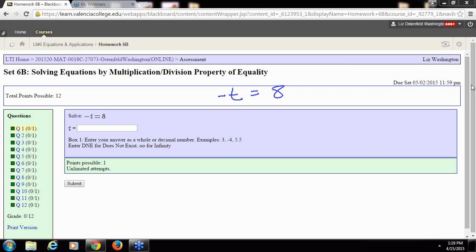I cannot consider this equation solved yet because the variable t is not by itself. It has this negative sign here. And since this negative sign is the same thing as having -1, it's like -1 times t. Well, the opposite of times is division. So to get rid of that negative sign, I can divide by -1 on both sides of the equation. That will cancel and leave me with a positive t equals -8.